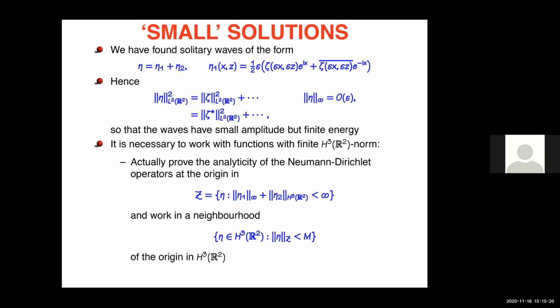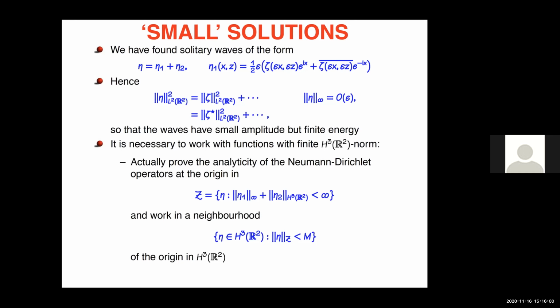For membership of Z, we essentially split eta into two parts, and we require eta 1 to be bounded in the supremum norm and eta 2 to be in H3. Now, in fact, H3 is continuously embedded in Z, and open balls in Z are neighborhoods of the origin in H3. So, if the radius of analyticity of the Neumann-Dirichlet operators in Z is M, the corresponding neighborhood of the origin in Z allows eta 1 to have finite H3 norm but small supremum norm. And that's exactly the situation for the waves that we're trying to find. So this is the way to solve that problem.